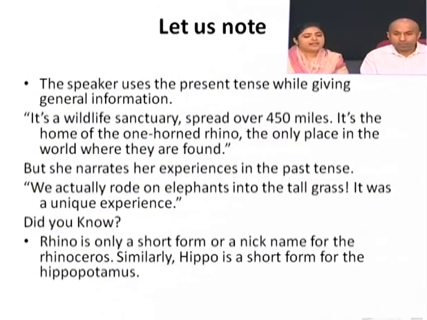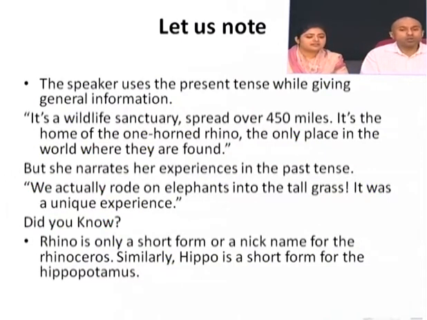It's a wildlife sanctuary spread over 450 miles. It's the home of the one horned rhino, the only place in the world where they are found. But she narrates her experiences in the past tense. Like, we actually rode on elephants into the tall grass. It was a unique experience.